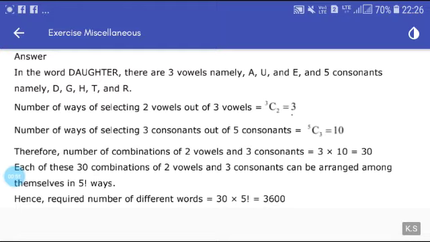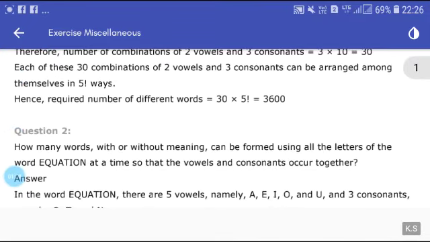Now each of these 30 combinations of two vowels and three consonants can be arranged among themselves in 5 factorial ways. So the required number of different words is 30 into 5 factorial, so 5 into 4 into 3 into 2. You calculate, and our value will be 3600.